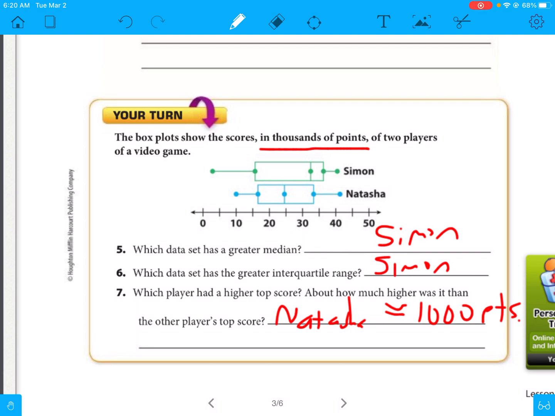So that's all there really is to it for box and whisker plots.